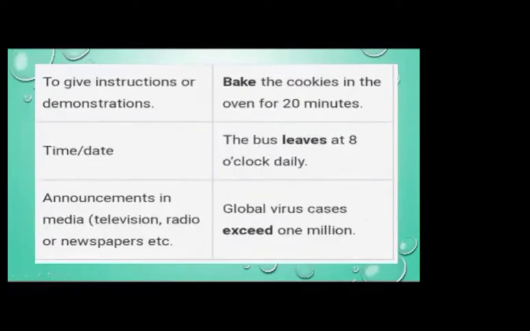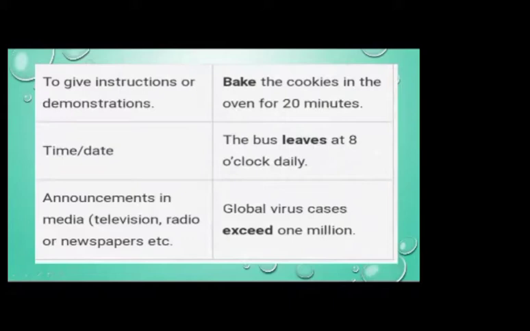Now, let's look at some other rules. To give instructions or demonstrations. That means something you are demonstrating, showing to others, or giving instructions. Like if I'm showing someone how to bake a cake or cookies, bake the cookies in the oven for 20 minutes. If you exceed this time limit, then the cake or the cookies will get burnt.